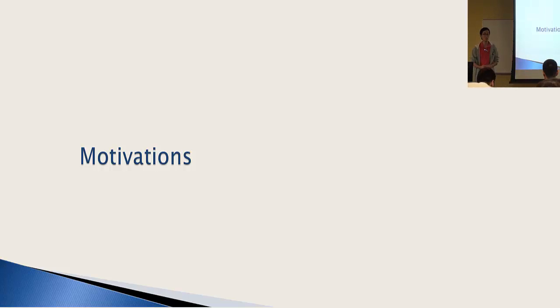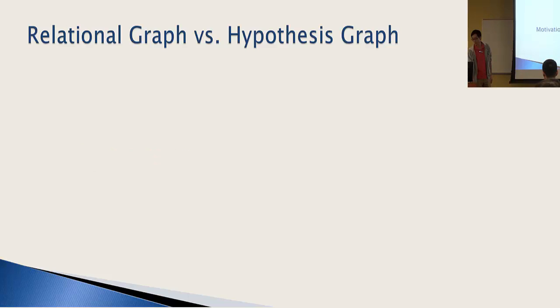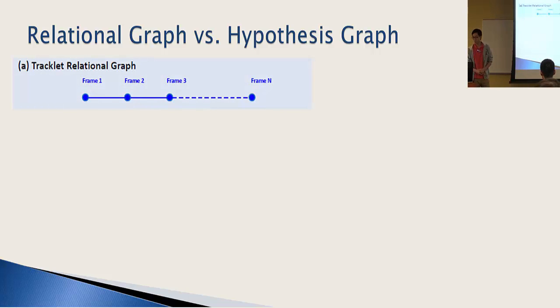Now let me introduce our motivations and intuitions about our method. First, I have to introduce two important concepts about the problem: the relational graph and the hypothesis graph. Let me show you an example. So this is the checklist relational graph.